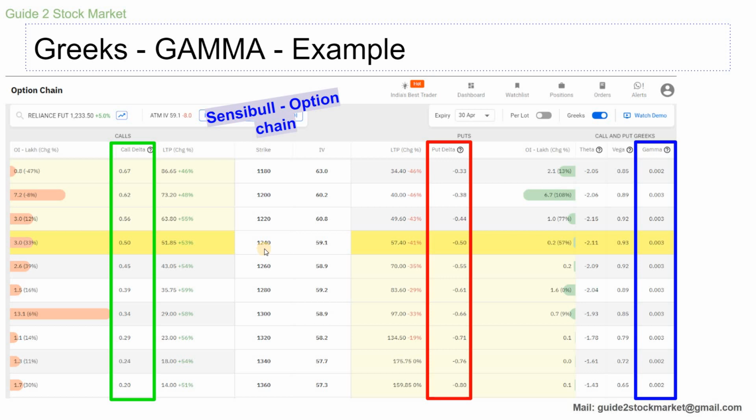For the current trading price of 1240, this is at the money. For this the gamma is high, 0.03. If you see the lowest, it is 0.002 or 0.003. This is the maximum gamma value.